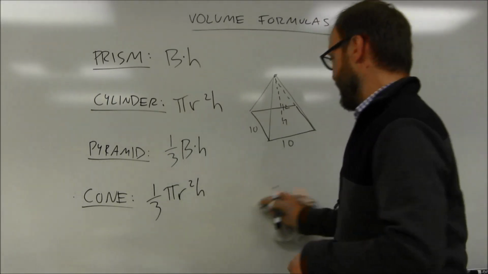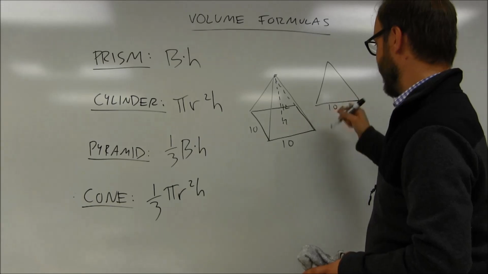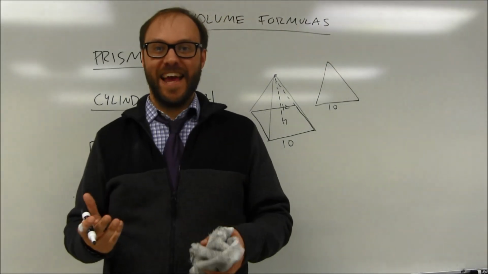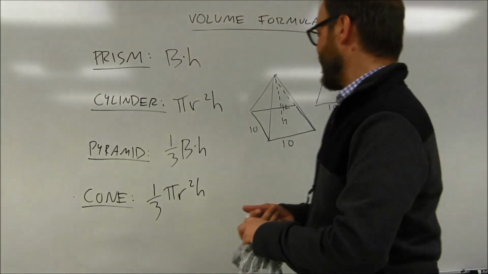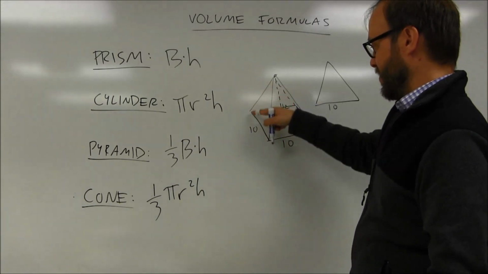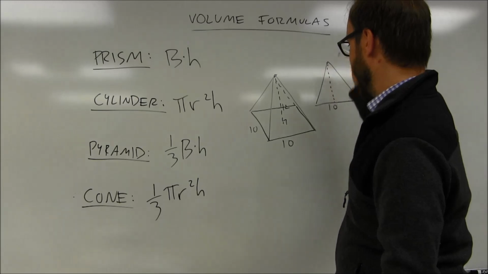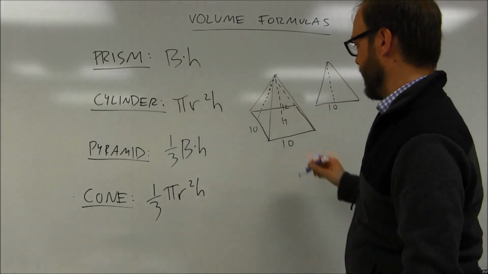If I wanted to find, for example, the surface area, I would need to find the areas of those triangular faces, plus I would want to add in the base. That's going to take a little bit more work. And this is where the idea of the slant height comes into play. If I wanted to find the area of one of these 4 triangular faces, I would need the height of that triangle, need the altitude.